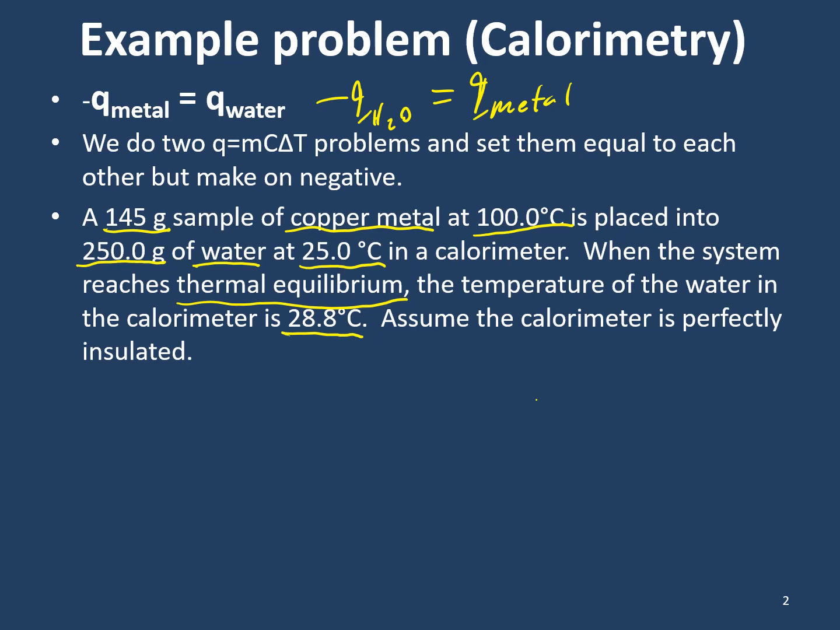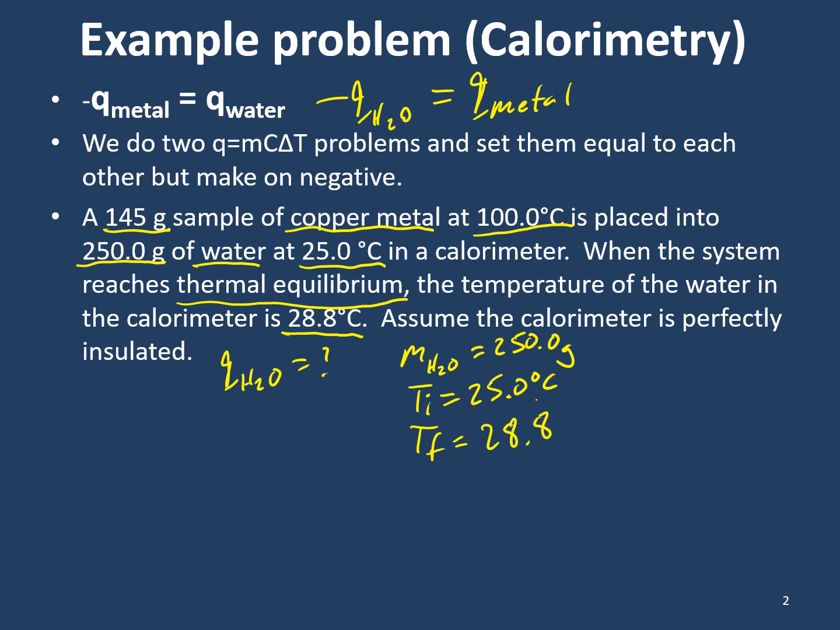So we know a couple things. For water, I do not know what Q is yet, but I do know what the mass of water is. That's 250.0 grams. I know what the initial temperature of the water is. It's 25.0 degrees Celsius. I know what the final temperature of the water is. That's 28.8 degrees Celsius, because that's the temperature of the water at thermal equilibrium, and we're given that final temperature.